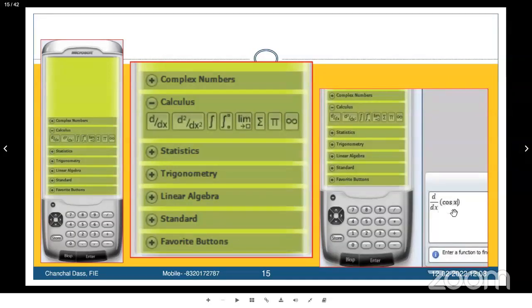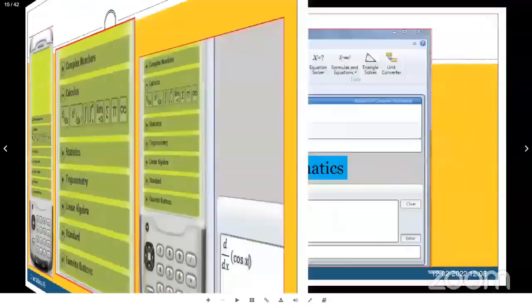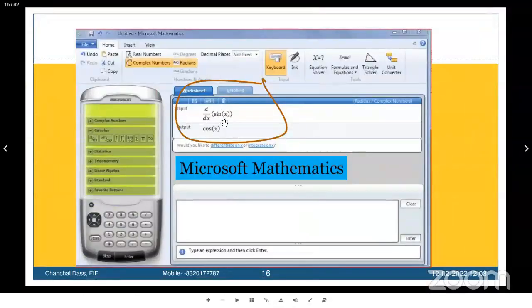Suppose I want to calculate d cos x by dx. I will give this formula in this worksheet, and then this is the output. The computer will calculate for me: d/dx cos x is equal to minus sin x. This result will come automatically. And here also, would you like to differentiate on x or integrate on x? So many options are there. Even for problem solving, it can show step by step how the problems can be solved.